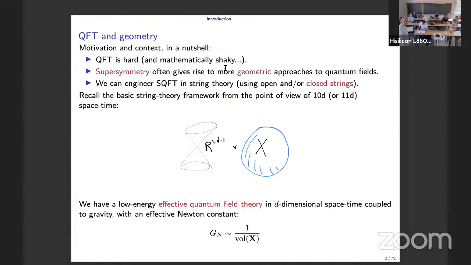So recall the basic framework that we had in the previous talk. We have a compactification of 11D M theory or 10-dimensional string theory. Then essentially we will have an effective field theory at low energy, including gravity, where the Newton constant is essentially the inverse of the volume of the compactification manifold.